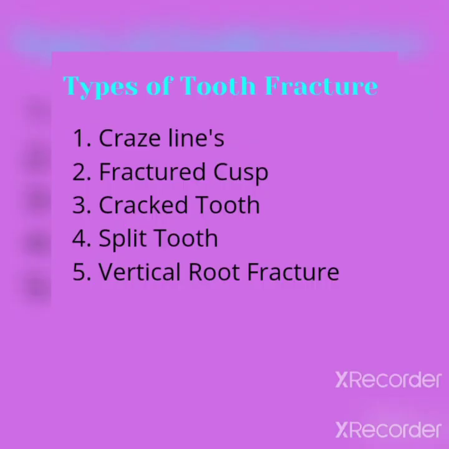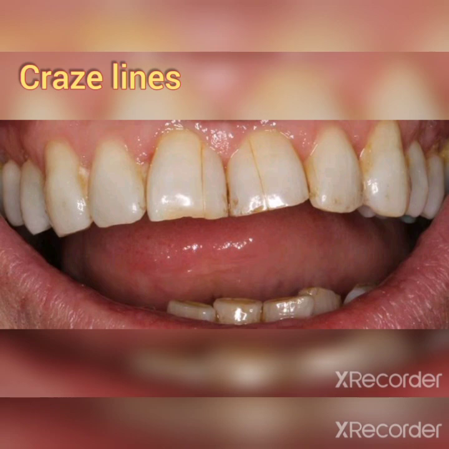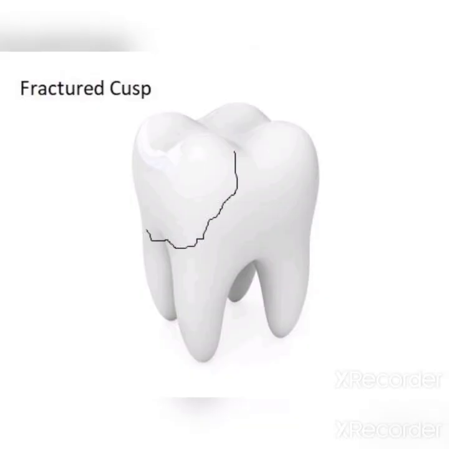Depending upon the type of fracture, the tooth may not cause any problem, or it may cause pain. Types of tooth fracture include: the first type is the craze lines. These are shallow cracks that cause no pain and require no treatment. The second one is the fractured cusp, that is the break in the chewing surface of the tooth.